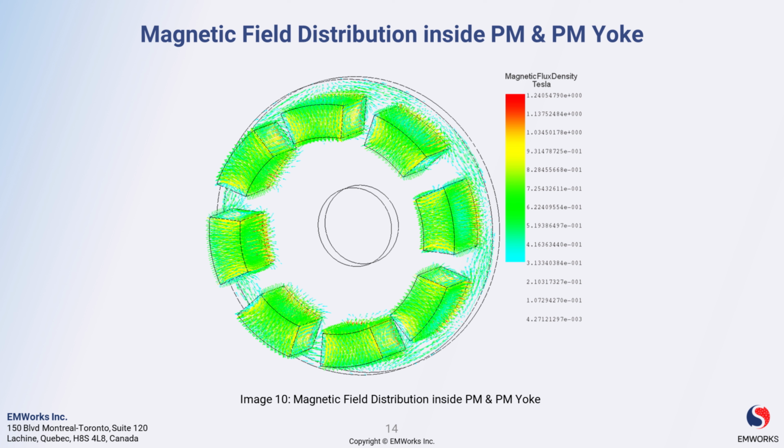So understanding this magnetic field distribution within the permanent magnets and the yoke is essential for evaluating the performance and efficiency of the design. This distribution provides insights into the magnetic flux paths, potential saturation regions, and areas where magnetic field leakage or inefficiencies may occur.